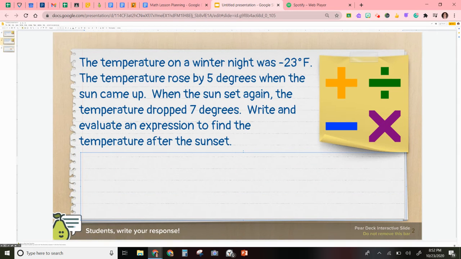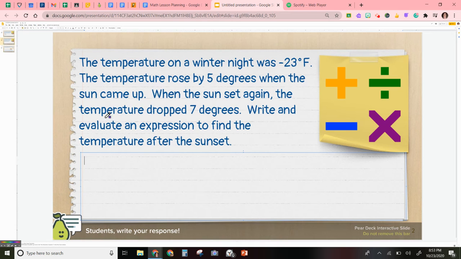I wanted to go over one real world problem with you that involves subtracting integers. It's a longer problem, so we're only going to do one of them. Let's read this. The temperature on a winter night was negative 23 degrees Fahrenheit. The temperature rose by 5 degrees when the sun came up. When the sun set again, the temperature dropped 7 degrees. Write and evaluate an expression to find the temperature after the sunset.